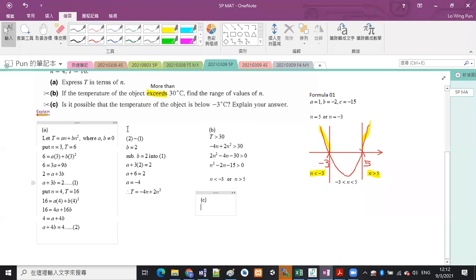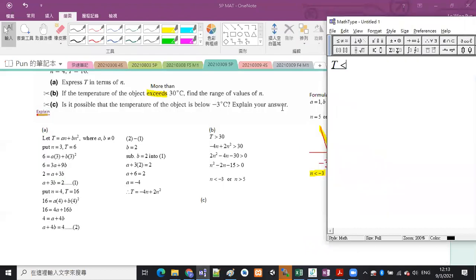Is it possible that the temperature of the object is below -3 degrees Celsius? Explain your answer. It asks you is it possible, so we can answer yes or no. But how? Let me look carefully. The temperature of the object is T, right? Below -3 degrees. So that should be T less than -3.